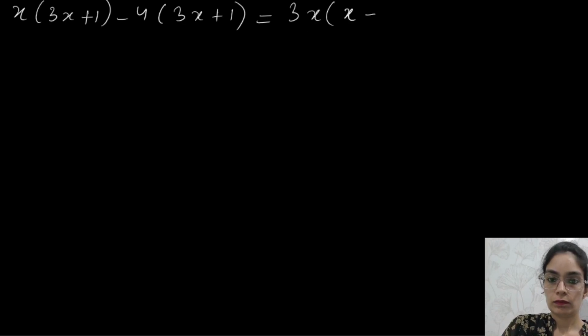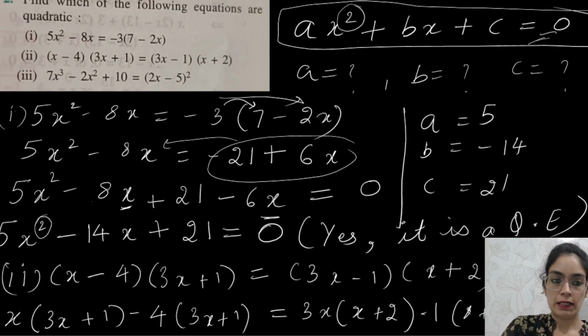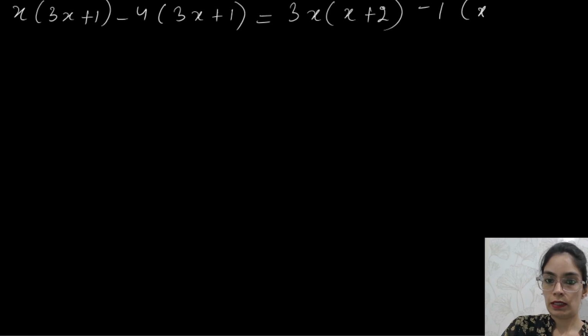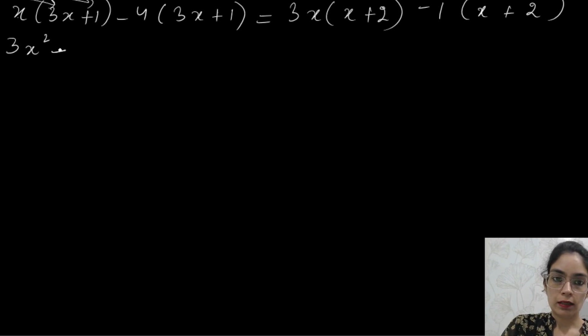and then we have minus 1 into x plus 2. I have just done the bracket multiplication. So now I'll just multiply like this. So x into 3x, this is 3x square, x into 1 is 1x, or simply x we can write, minus 4 into 3x, 4 into 3 is 12, so negative 12x, again minus 4 into 1 is minus 4.